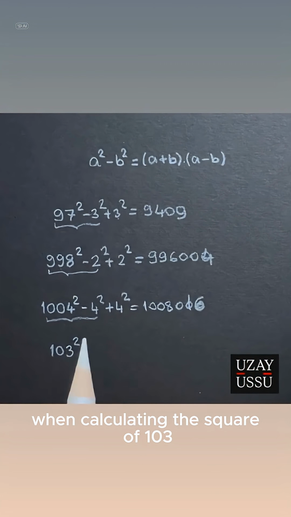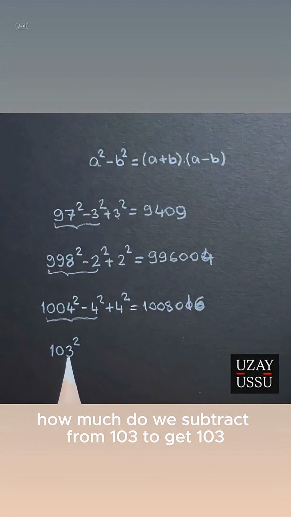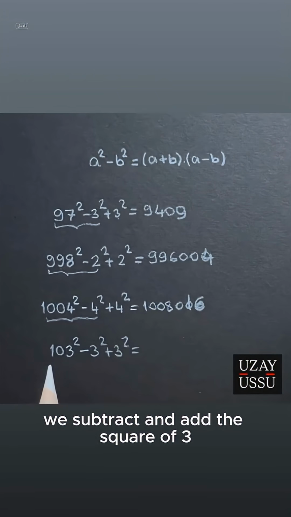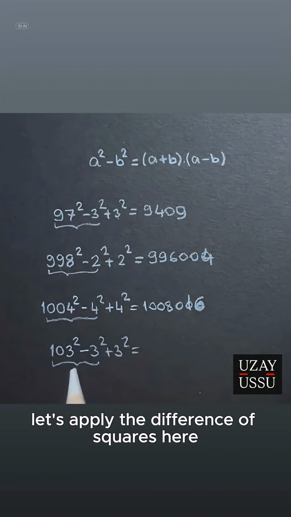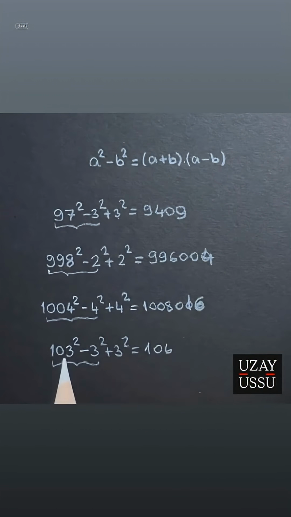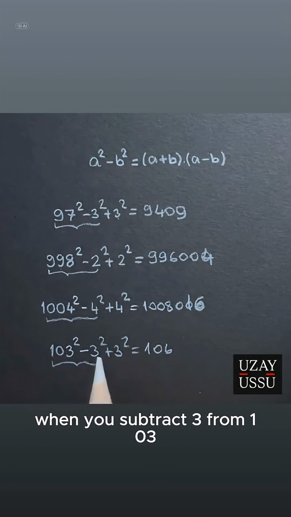When calculating the square of 103, how much do we subtract from 103 to get 100? 3. We subtract and add the square of 3. Let's apply the difference of squares here. 103 plus 3 is 106. When you subtract 3 from 103, it becomes 100.